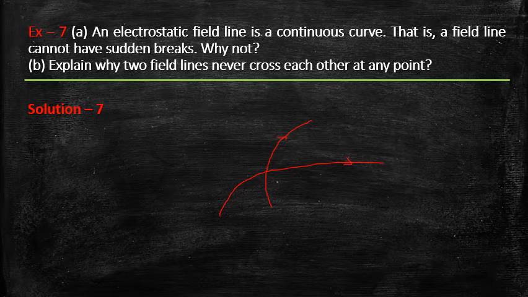Now for one field line, if I draw it like this, and for the other field line the tangent will be going in some other direction. So two tangents indicate two directions of electric field at this particular point. At one point you cannot have two directions of electric field, and hence we can say that two electric field lines can never intersect each other.